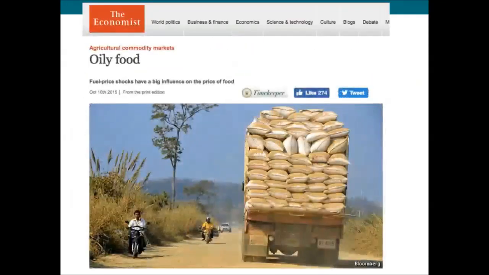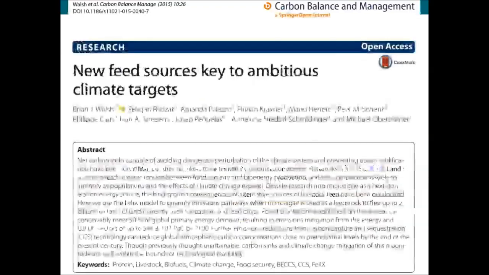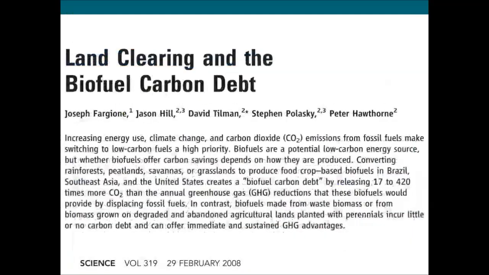Let me just show you a little bit about that. This is a study that Bill Parton was part of here at CSU, saying that if we were planting cellulosic feedstocks for biofuels, you could actually make good contributions to reducing greenhouse gas emissions. Skip that one for now. This is about the indirect land use issue.